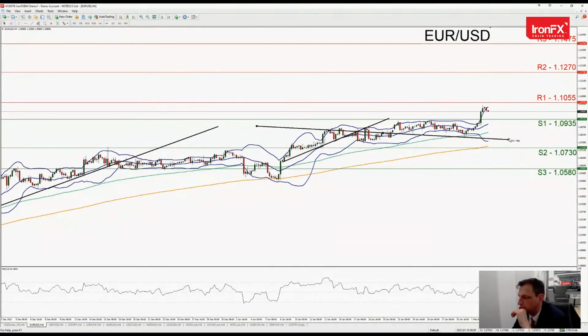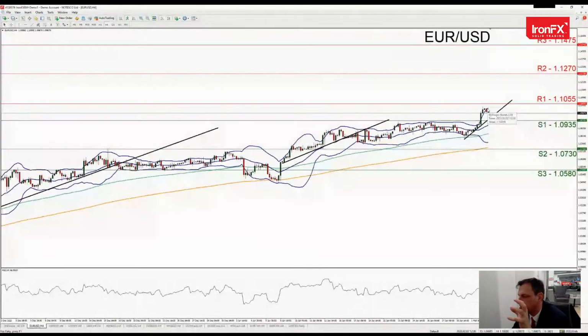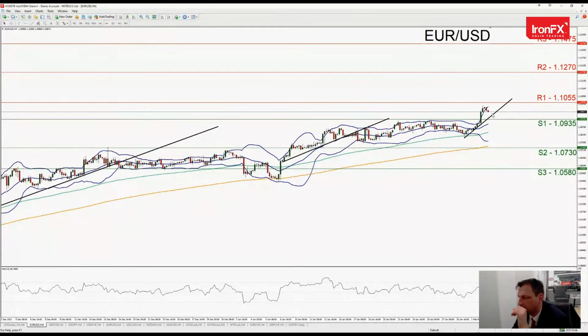And at this point, there's a nice upward movement here. And I would expect the price action to remain bullish as long as the price action remains above this upward trend line. Should the bulls maintain control, I wouldn't be surprised to see Euro USD correcting a little bit lower, maybe even testing the upward trend line, but then reverse, break the 1.1055 and start aiming for the 1.1270.